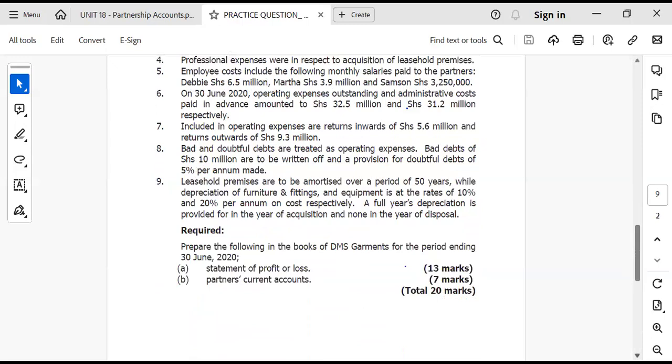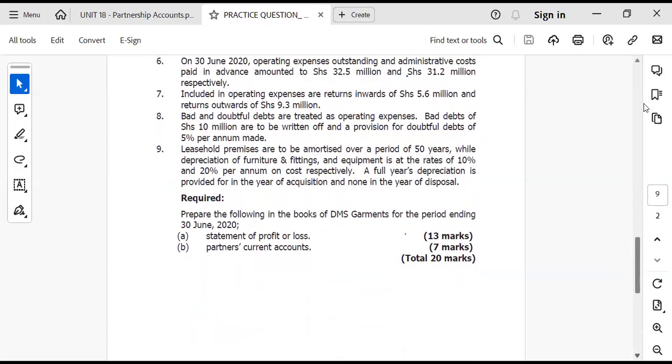Required. Prepare the following in the books of DMS Garments for the period ending 30th June 2020. They want us to prepare the statement of profit or loss and the partners' current accounts. So you see the statement of profit or loss is 13 marks, the partners' current account is 7 marks.